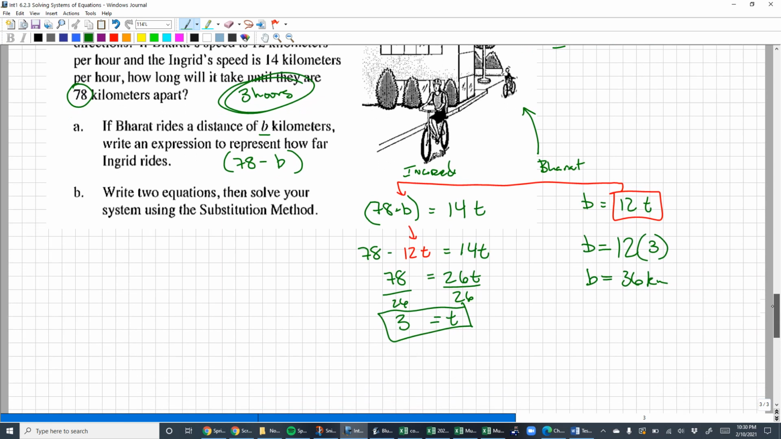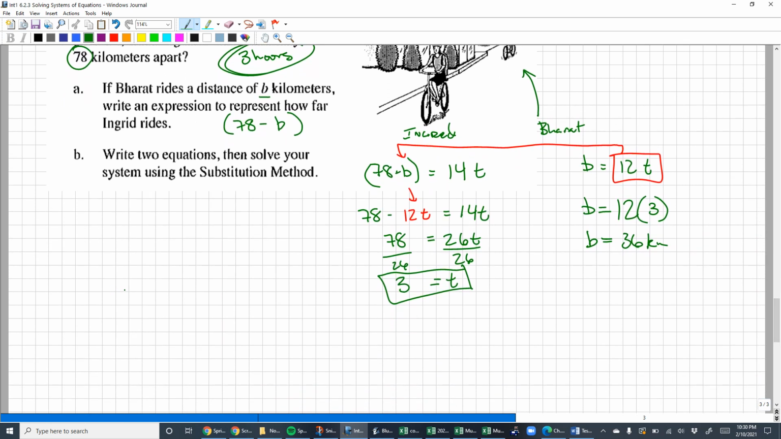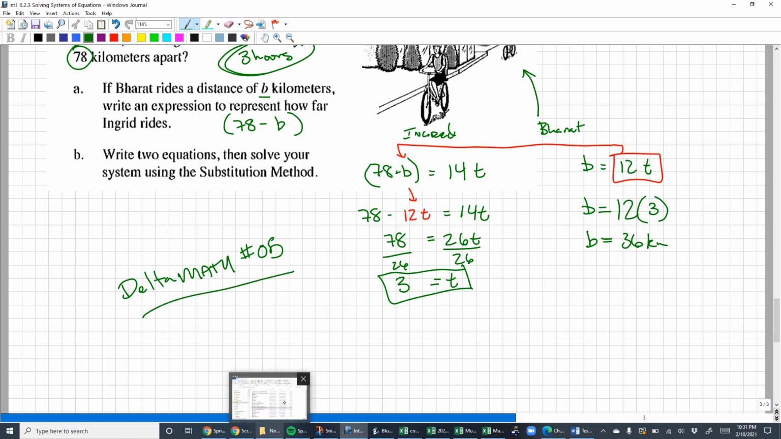And what I'd like you all to do is Delta Math number 5. So Delta Math number 5 is written and goes along with doing a lot of those solving systems of equations, graphing things, doing some solving by graphing, and a couple story problems too. So that's what I want you to work on right now.